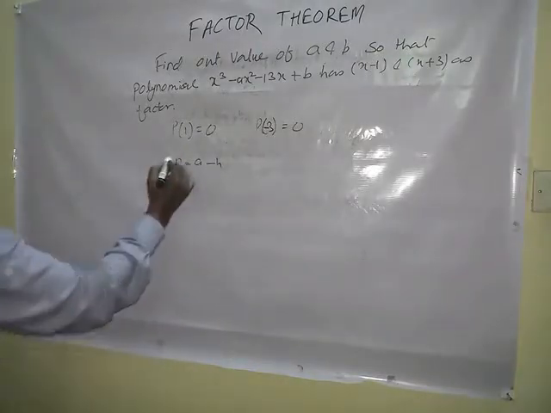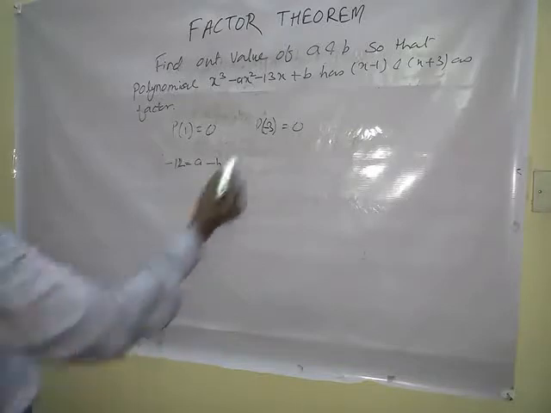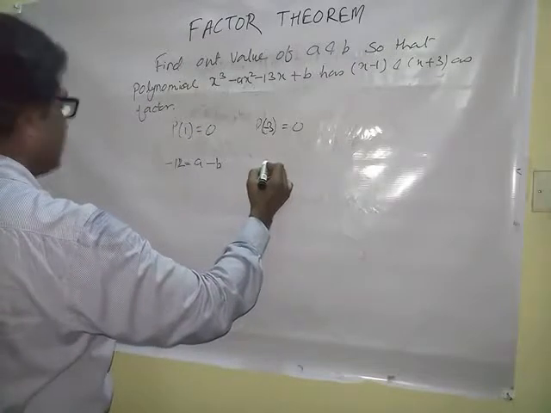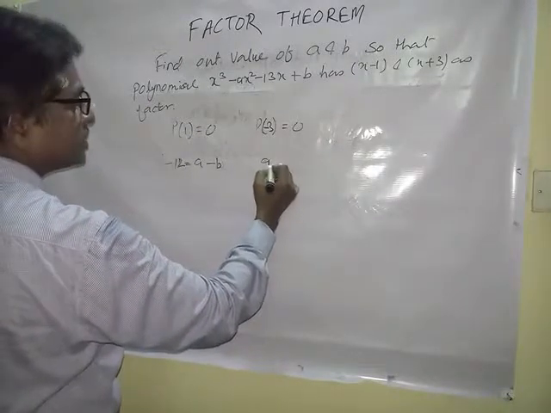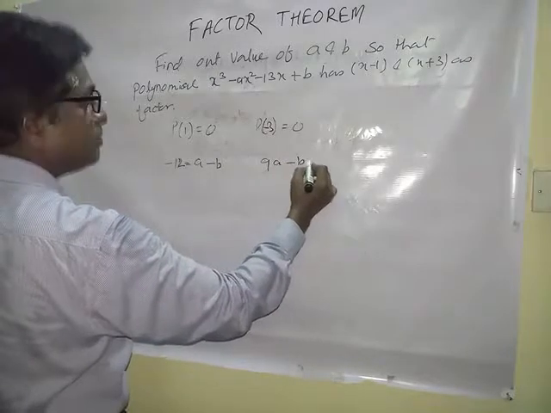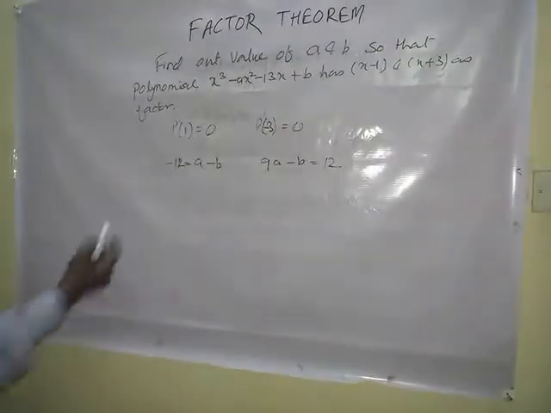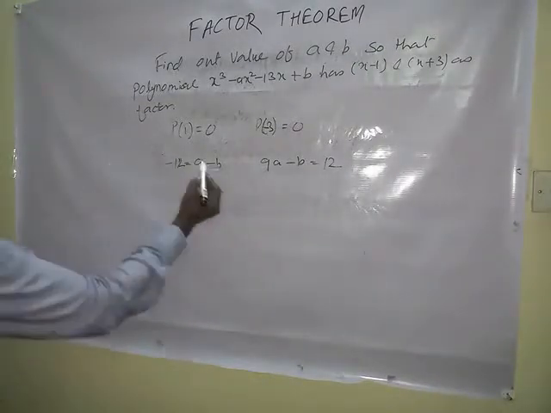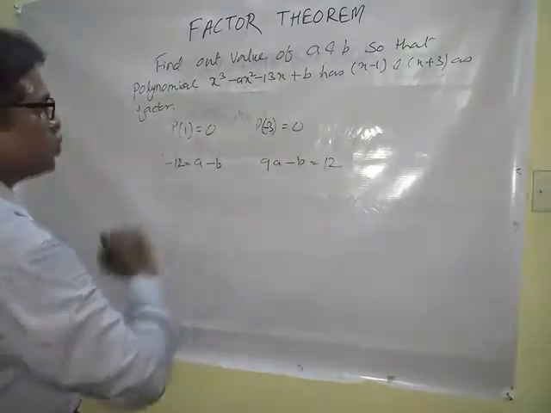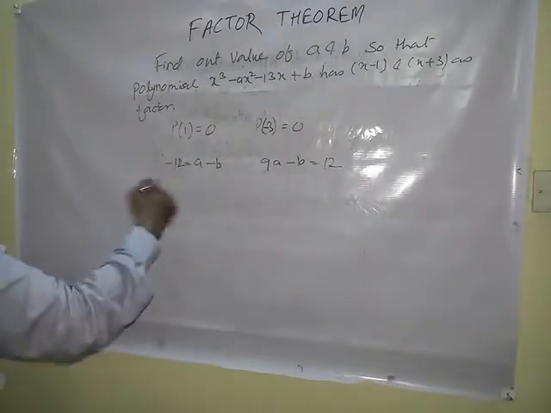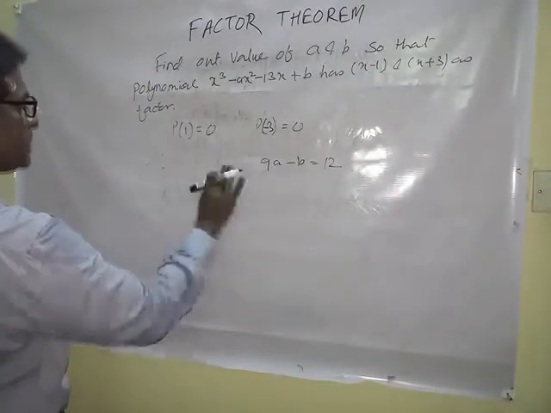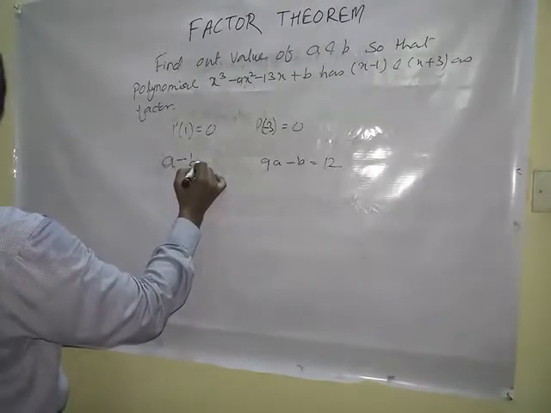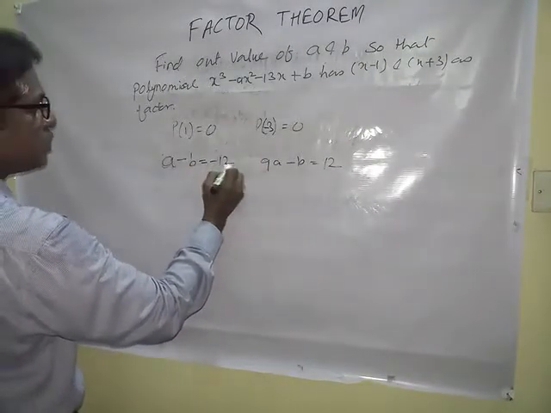That is equation number 1. And when you solve P(minus 3), you will get the equation 9a minus b is equal to 12. Now you have got two equations with two variables, so it is very easy to find out. Here you are seeing minus, here you are seeing minus, so you subtract one equation from another. Let me write down a minus b is equal to minus 12.